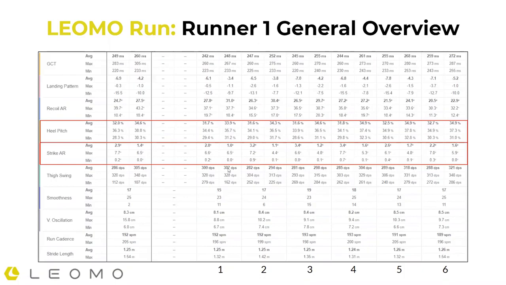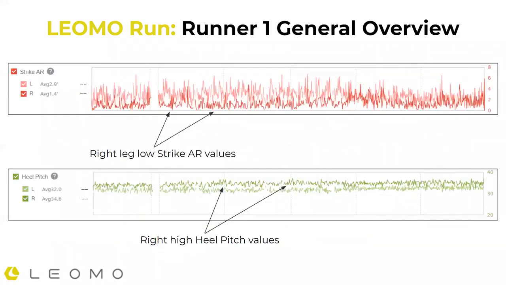So to me, looking at this, as a takeaway, I'm seeing, okay, this right leg seems like we might have a little bit of an issue with power production there and with elastic energy transfer. So we're just going to keep that in mind, keep that in our pocket as we go forward. So here's just displaying that data again. This is our strike AR. We can see the average from the whole tempo run here, and same thing with the heel pitch here.